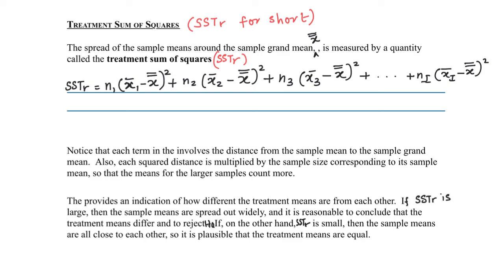This provides an indication of how different the treatment means are from each other. If SSTR, the treatment sum of squares, is large, then the sample means are spread out widely, and it is reasonable to conclude that the treatment means differ and we reject the null hypothesis. On the other hand, if SSTR is small, then the sample means are all close to each other, so it is plausible that the treatment means are equal.